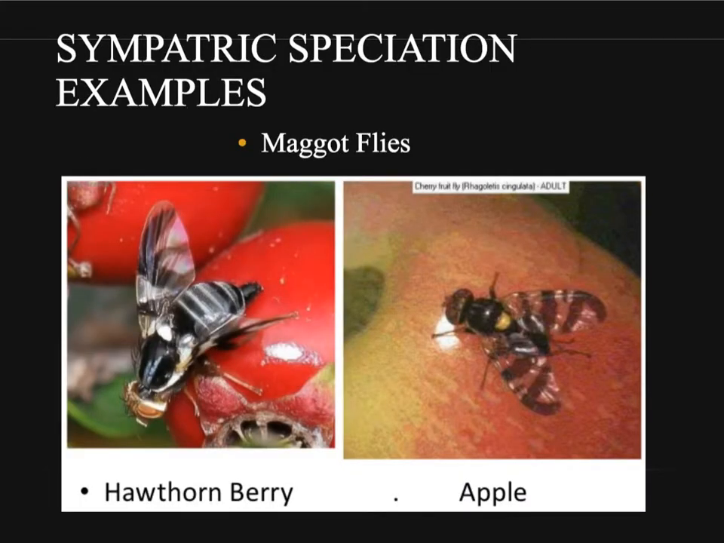A very popular example of sympatric speciation is maggot flies. The maggot flies mated on hawthorn plants that are native to North America, and then apple trees were introduced, which allowed maggots to evolve and mate on apple trees. This gave rise to a new species of maggot flies. Genetic differences evolved, and hawthorn flies and apple tree flies don't mate and have evolved to be separate species.